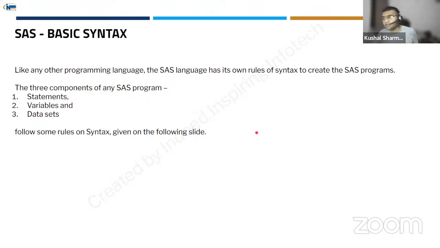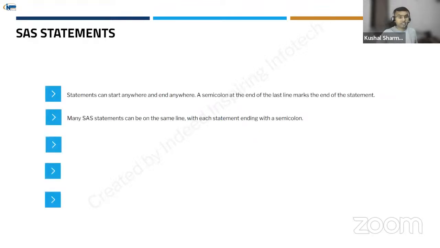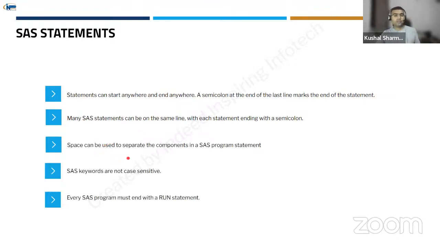Now moving ahead, let us look at SAS statements. SAS statements can start anywhere and end anywhere. A semicolon at the end of the last line marks the end of the statement. So the semicolon we have discussed. Many SAS statements can be on the same line, with each statement ending with a semicolon. A space can be used to separate the components in a SAS program statement. So with spaces, you do not need to put a comma or something. You just put a space. That means yes, they are two separate things.